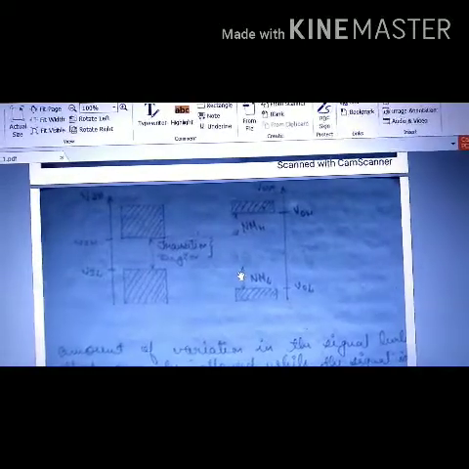So this is for the present lecture. For the next, we will be looking at power and area consideration, or possibly at a resistive load inverter circuit.